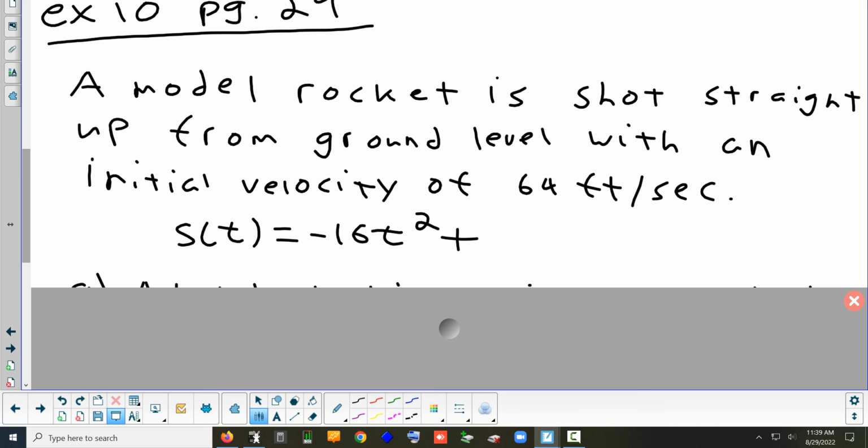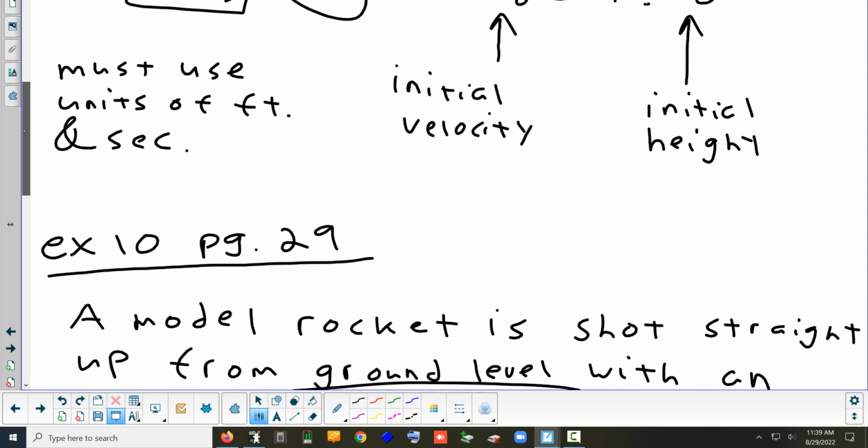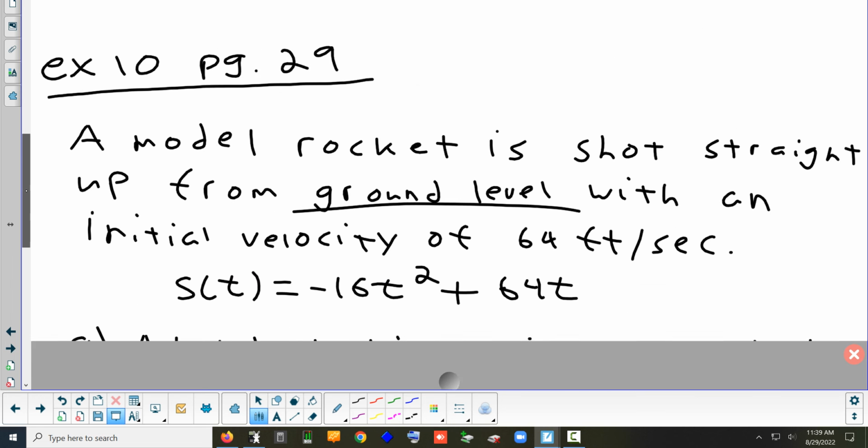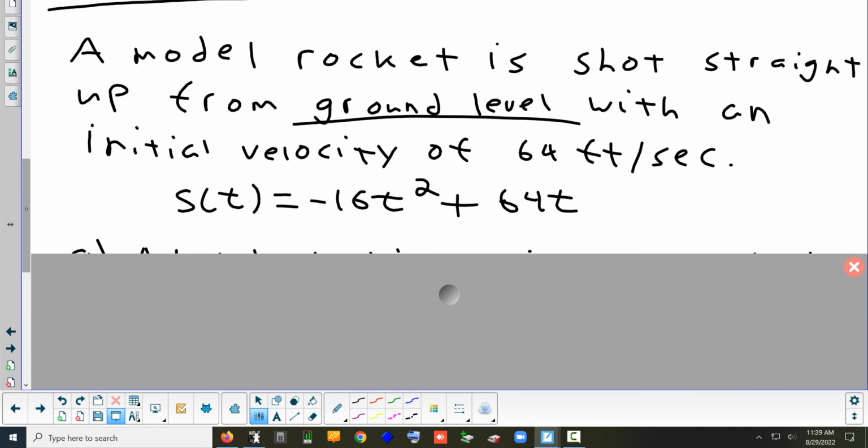Well, that part always stays the same. Okay, what's my initial velocity? 64 feet per second. And what's my initial height? 0. So I don't need to put plus 0 for the initial height. I can just leave it like that.